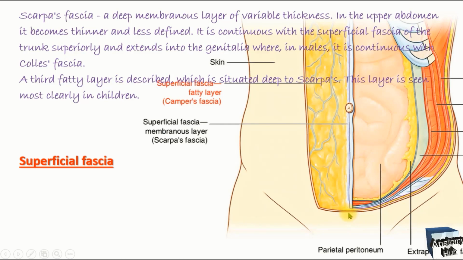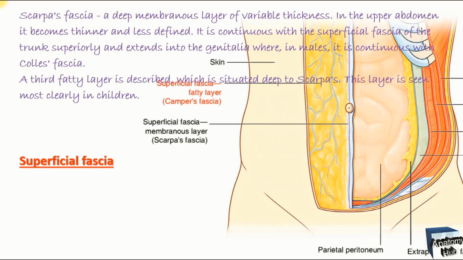So this fascia is continuous with the superficial fascia of the trunk superiorly and extends into the genitalia, where in male it is continuous with the Colles' fascia forming the scrotum. Here the Colles' fascia is actually nothing but the continuation of your Scarpa's fascia towards the superficial perineal fascia.